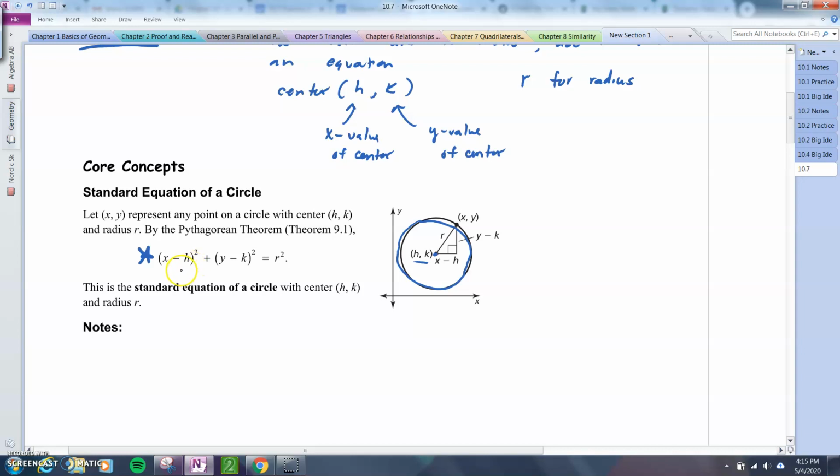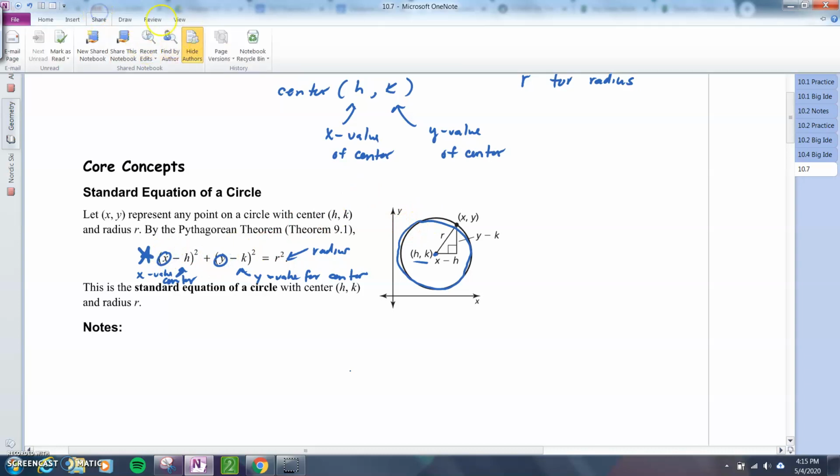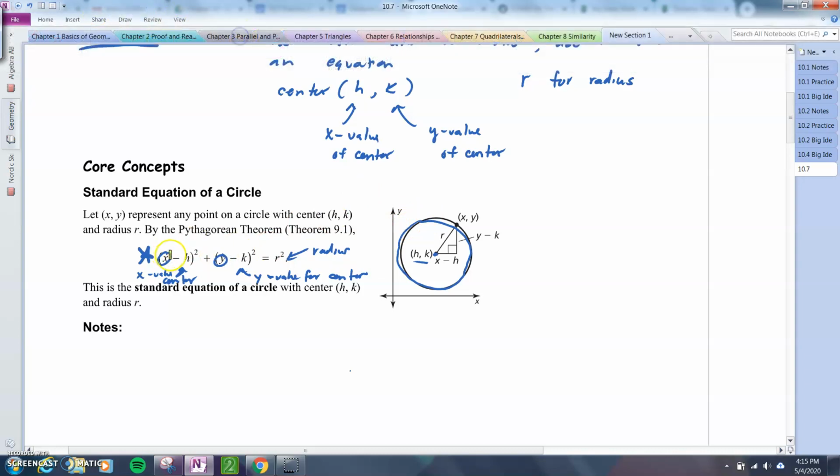And again, that's the x value for the center. That's the y value for the center. And then this is our radius. And then these are just any x and y together located on the circle. So these are all these different x and y points.